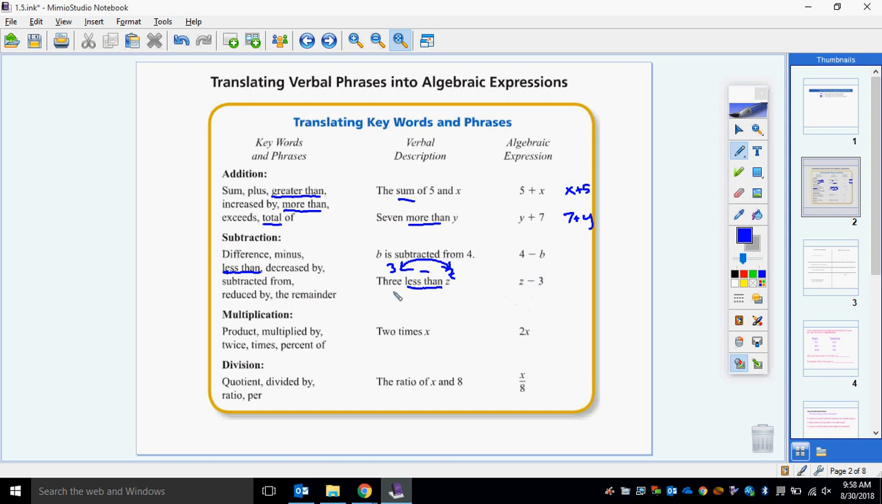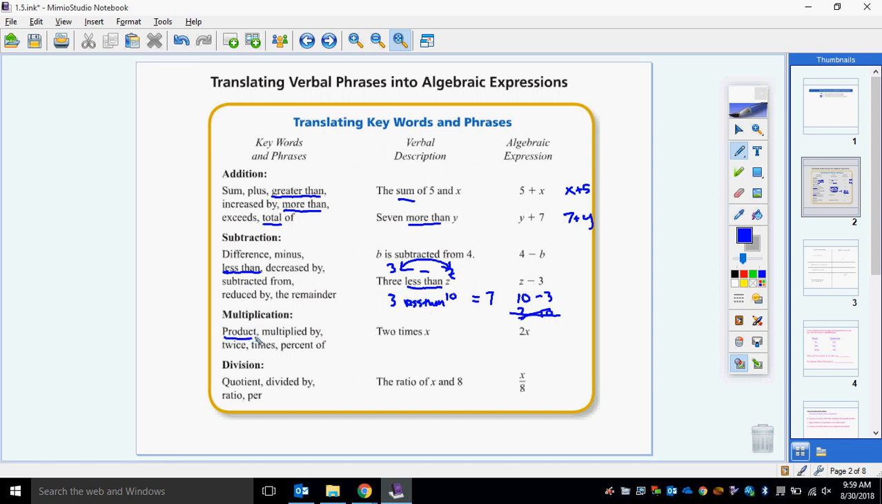So for instance, let's say that z was 10. 3 less than 10. Well, 3 less than 10 would be 7. So I know that I have to switch the order. To make it equal 7, it has to be 10 minus 3. 3 minus 10 would not get you 7. So 3 less than 10 means to flip the order. If you have questions about less than, just please let me know.